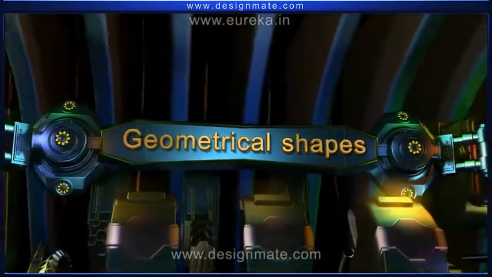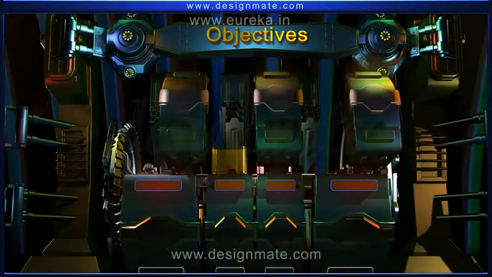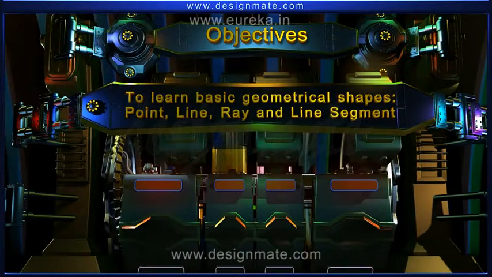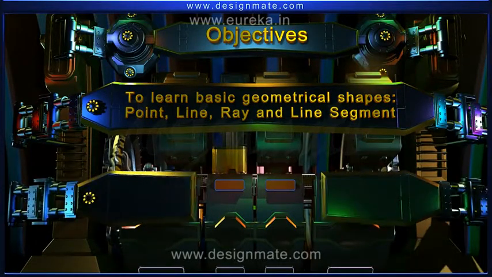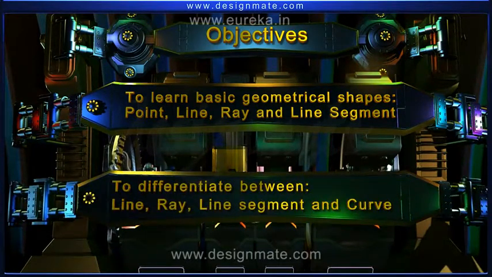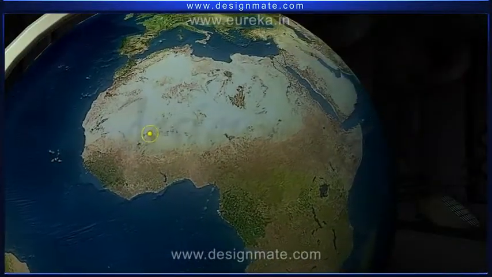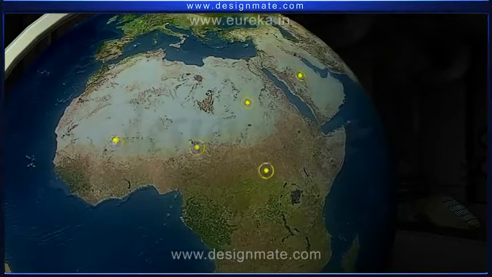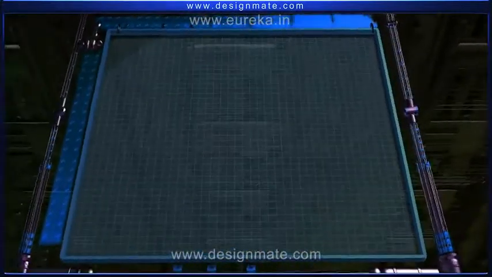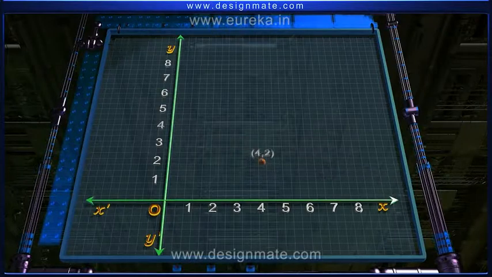Geometrical shapes. Objective: to learn basic geometrical shapes, point, line, ray and line segment. To differentiate between line, ray, line segment and curve. Let us try and locate some of the locations on the globe. Now let us try and identify some locations on the graph paper.